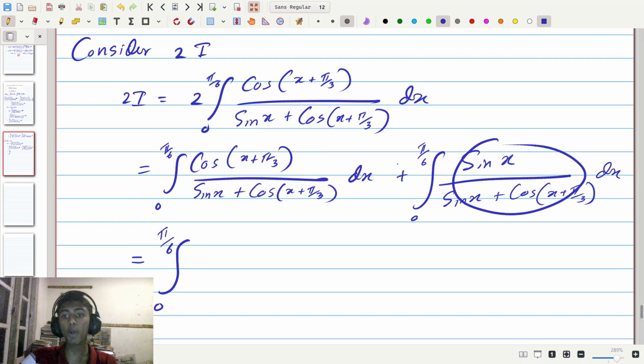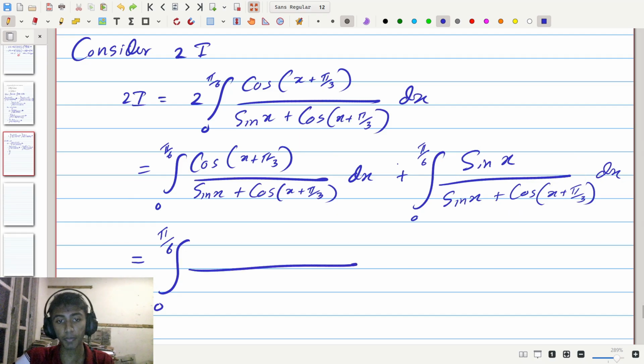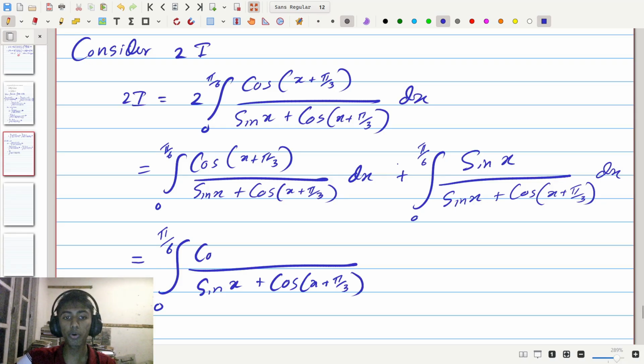Since we can see they have a common denominator of sine of x plus cosine of x plus pi by 3, and the numerator is also cosine of x plus pi by 3 plus sine of x, and we integrate that with respect to x.